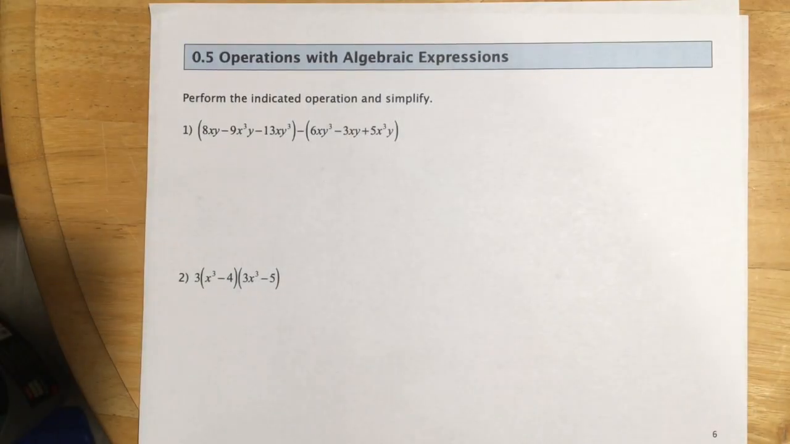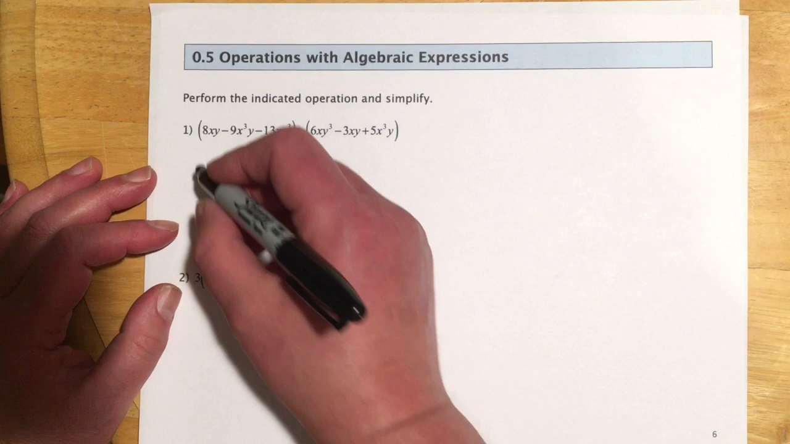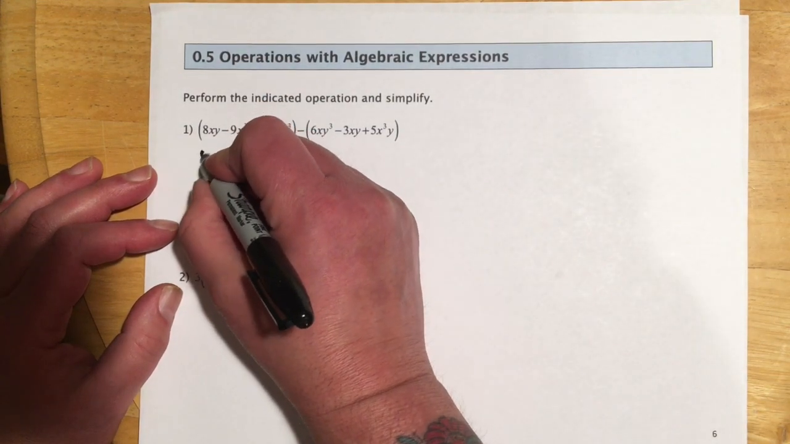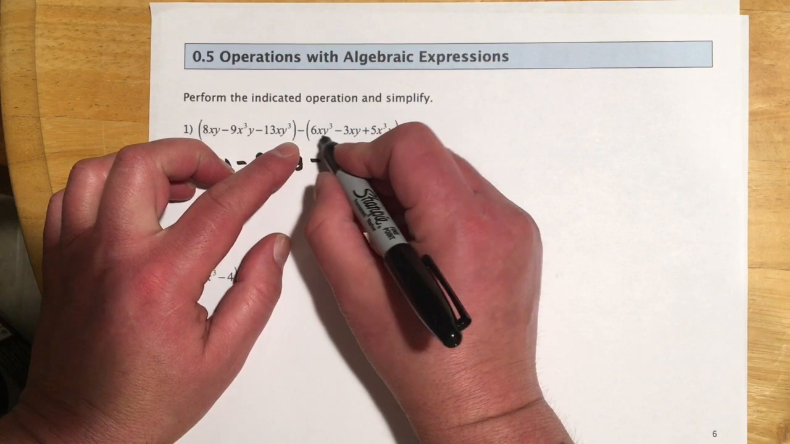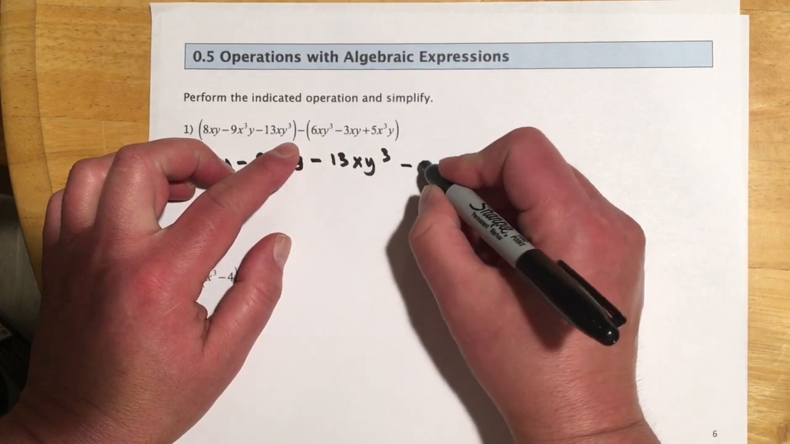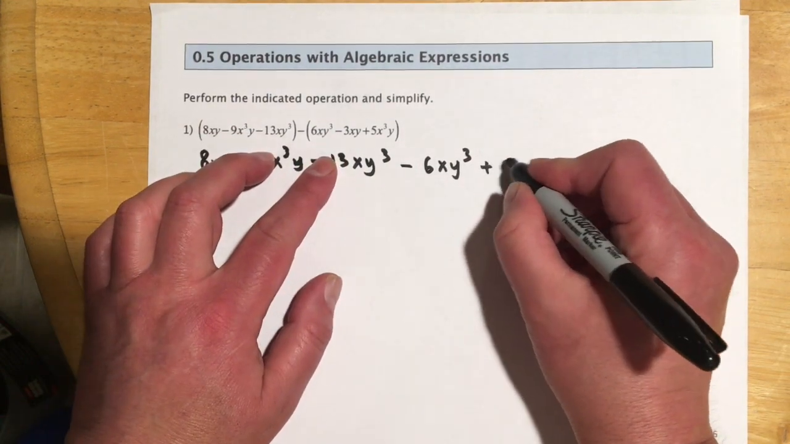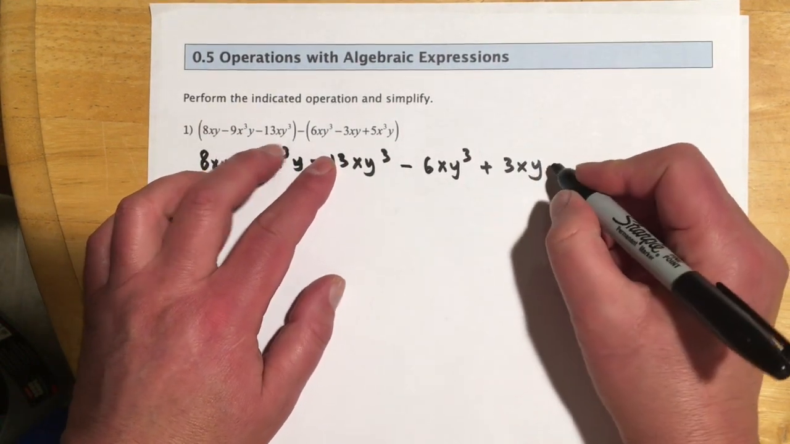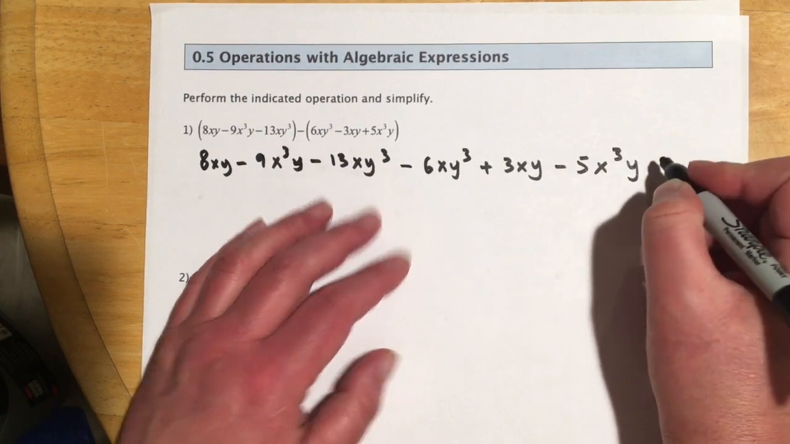Okay, 0.5. So this one you could decide to rewrite or not. I think I will rewrite it. And so then with this minus, I just want to distribute the minus through. So that's going to be minus 6xy cubed. Minus minus makes plus 3xy. And then minus 5x cubed y.